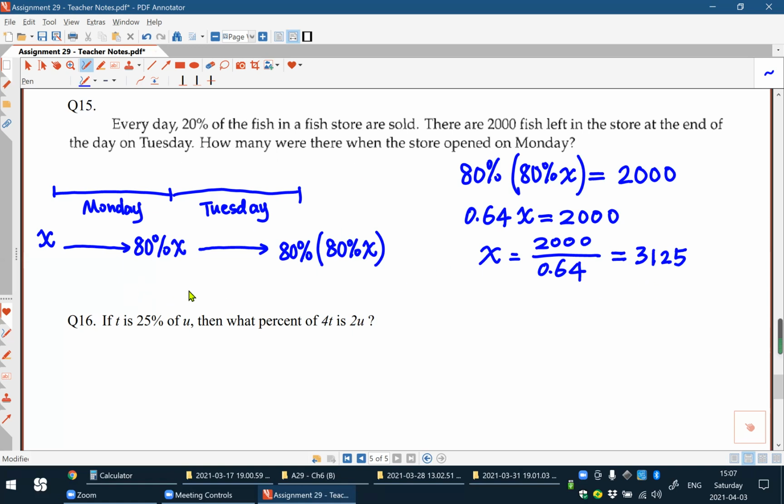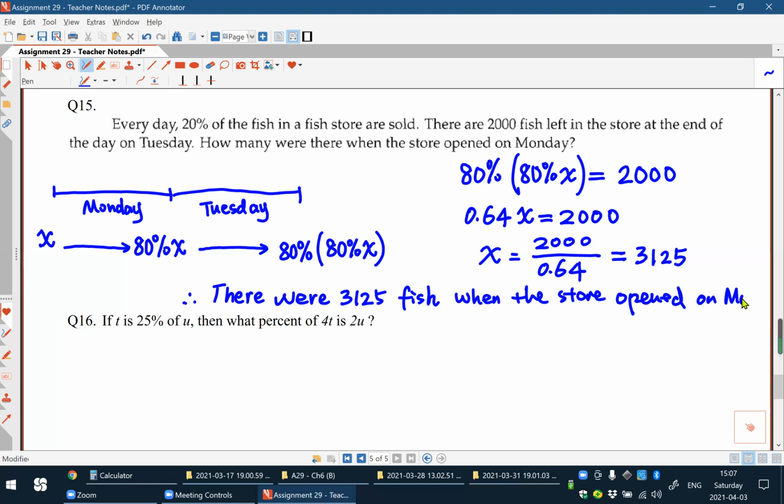Okay, so let's make the conclusion. There were 3125 fish when the store opened on Monday. Okay, please have a look at it. Any questions?